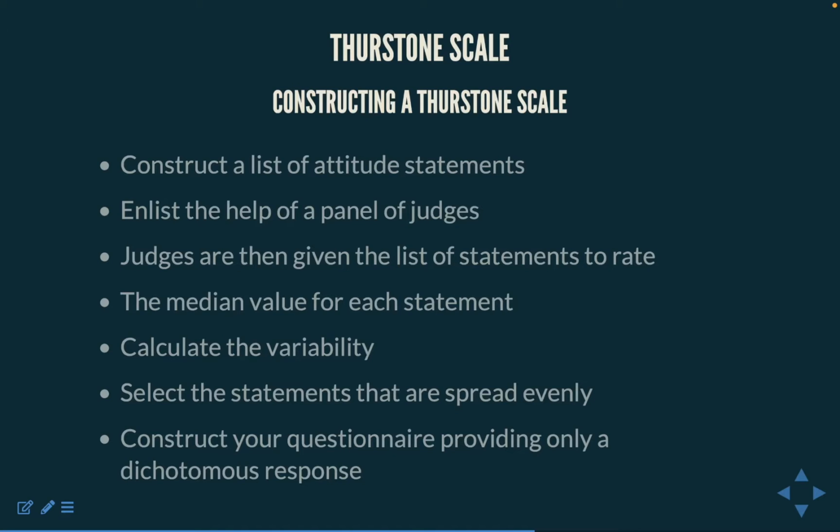Judges are then given a list of statements. Judges are asked to rate each statement on an 11-point scale based on the favorableness demonstrated towards the attitude of the statement, 11 being the most favorable, 6 being a neutral statement, and 1 being the least favorable.